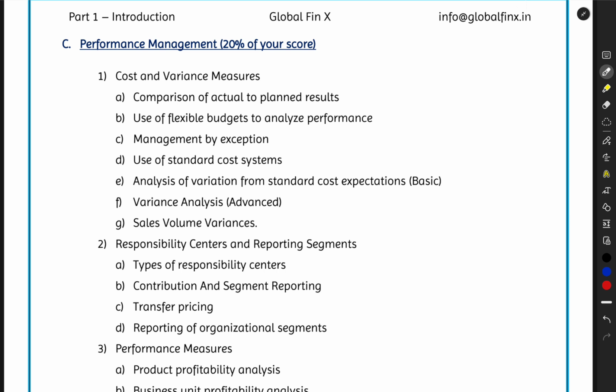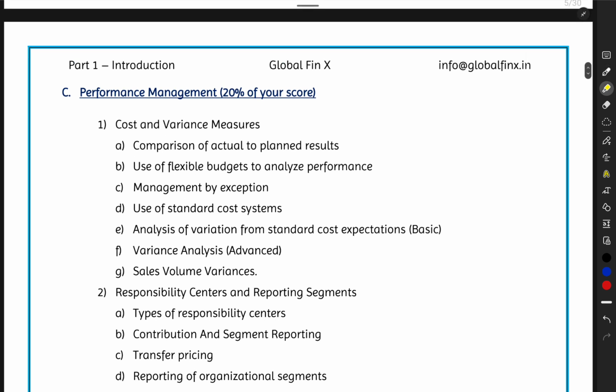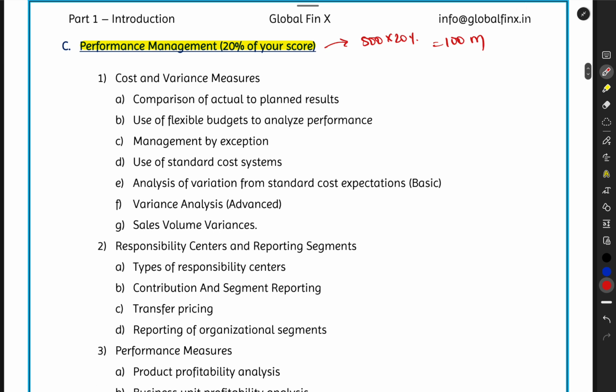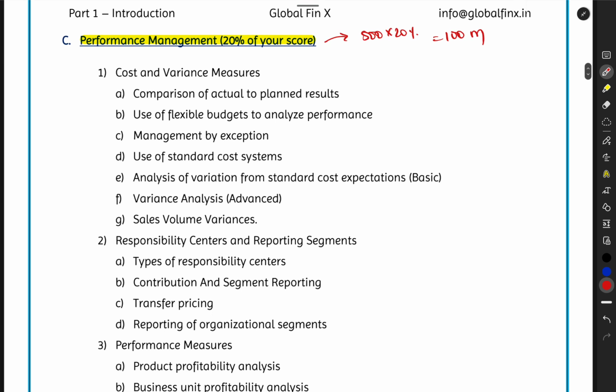As you can see on your screen, performance management, section C, covers 20% of your score, just like section B. So 20% again, 500 into 20%, which is nothing but 100 marks of your CMA Part 1 exam will come out of performance management. Now what is performance management, sir?